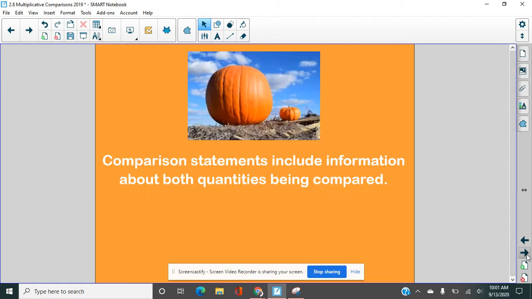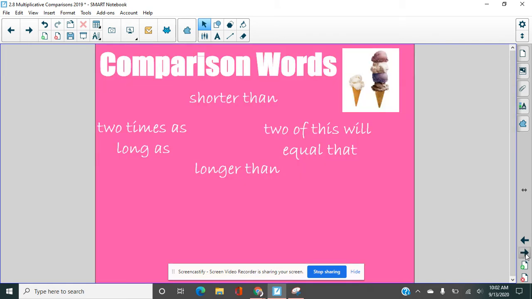We're comparing two things. Comparison statements include information about both quantities, right? About the small and the big, or whatever it is that you're comparing. Now, lots of words that you'll see with comparisons: longer than, shorter than, 2 times as many, as long as, two of this will equal that, right? All of these are comparison words when we're comparing two different things.